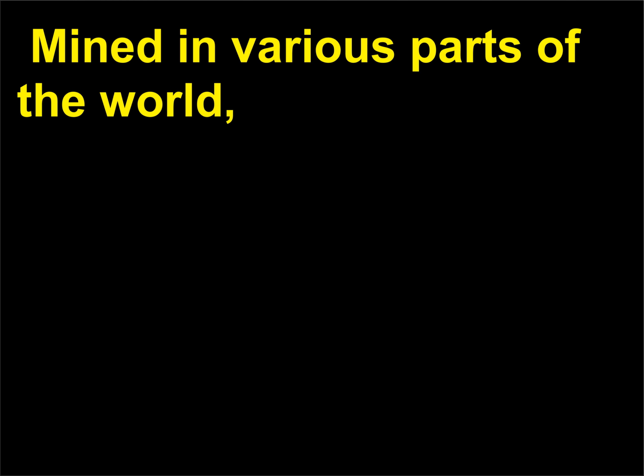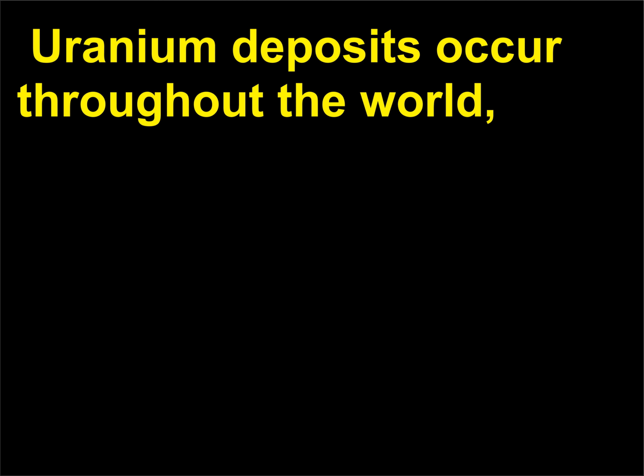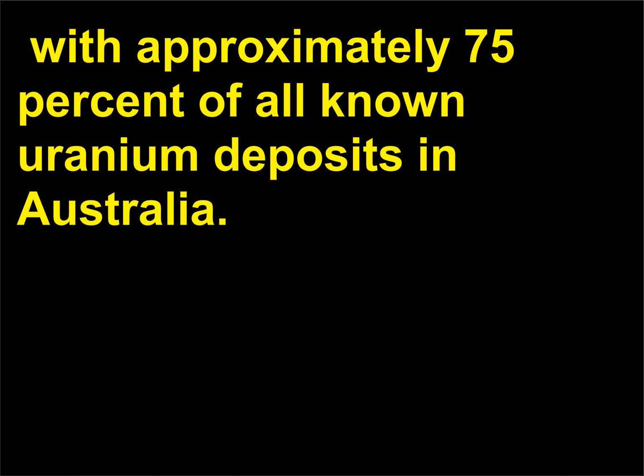Mined in various parts of the world, it must then be converted during purification to uranium dioxide, UO2. Uranium deposits occur throughout the world, with approximately 75% of all known uranium deposits in Australia.